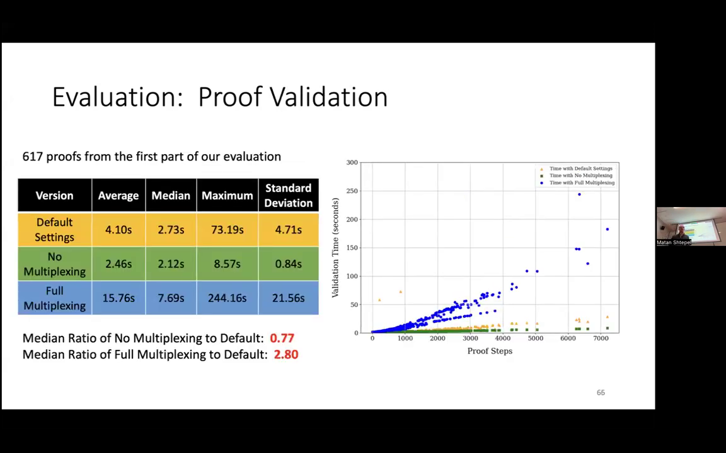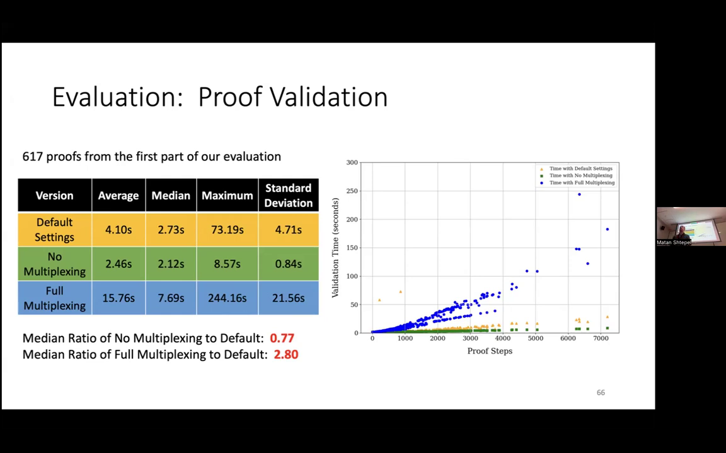To test our proof validator, we select a subset of those proofs from the first part and use them to test our proof validator. And we run the proof validator with three different configuration options for multiplexing. We use the default settings with the three categories that I mentioned before, and we also test it with no multiplexing and full multiplexing. No multiplexing means the only checking instruction run on a proof step is the one for its real proof rule, and full multiplexing means we run all checkers on all proof steps. No multiplexing makes things faster at the cost of reduced security, and full multiplexing provides higher security but worse performance.